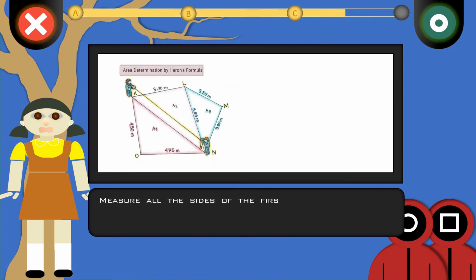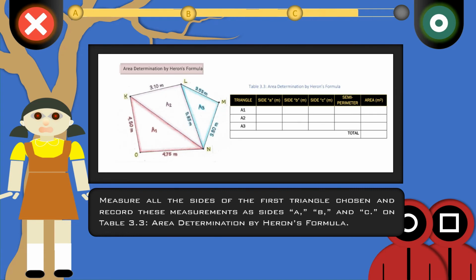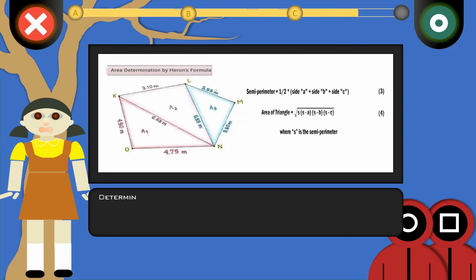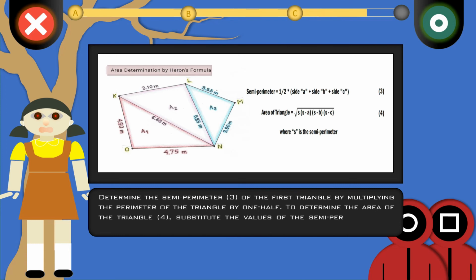Measure all the sides of the first triangle chosen and record these measurements as sides A, B, and C on table 3.3, area determination by Heron's formula. Determine the semi-perimeter of the first triangle by multiplying the perimeter of the triangle by 1/2. To determine the area of the triangle, substitute the values of the semi-perimeter, side A, side B, and side C to equation 4, Heron's formula.